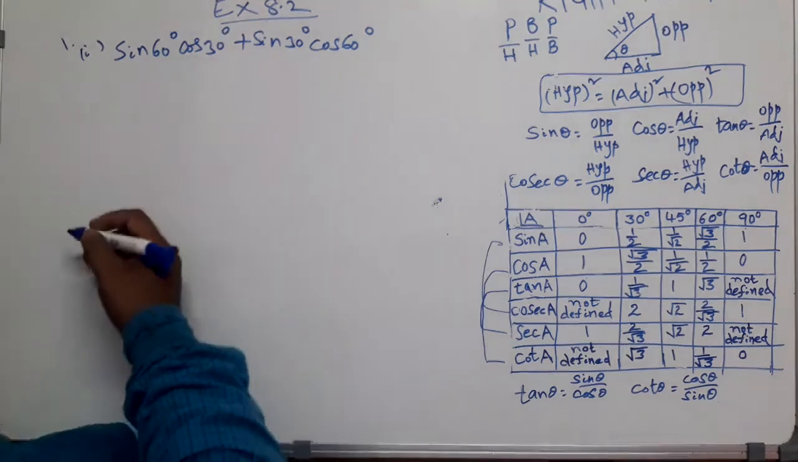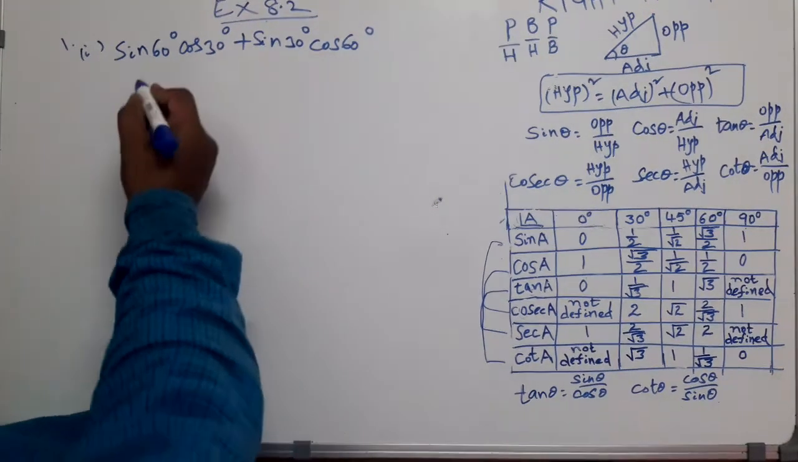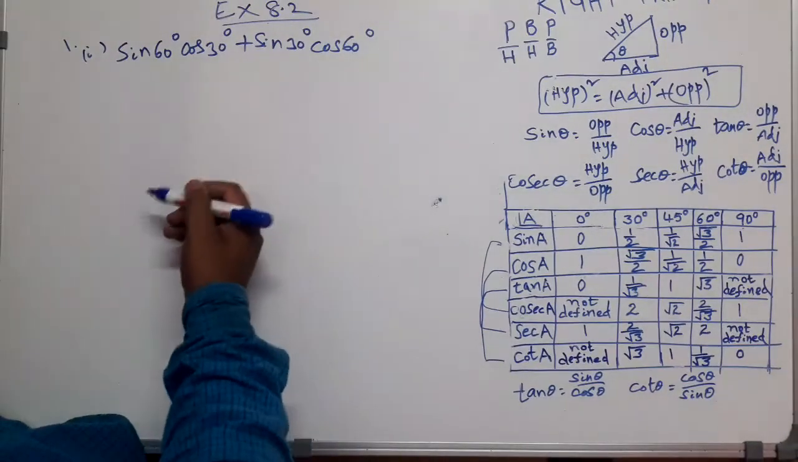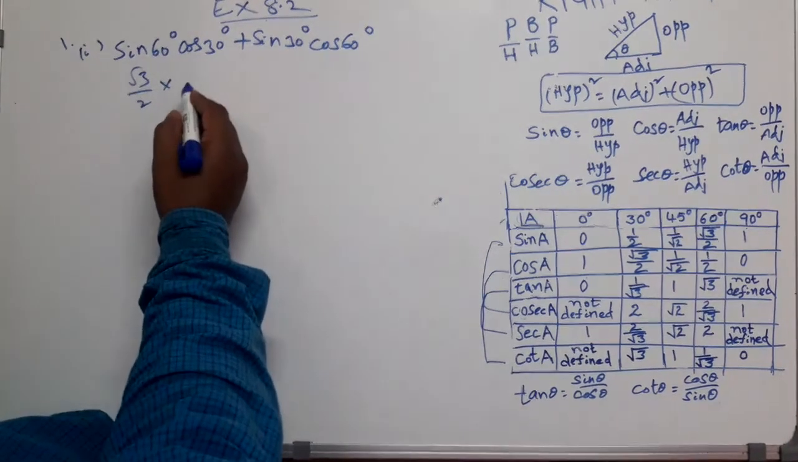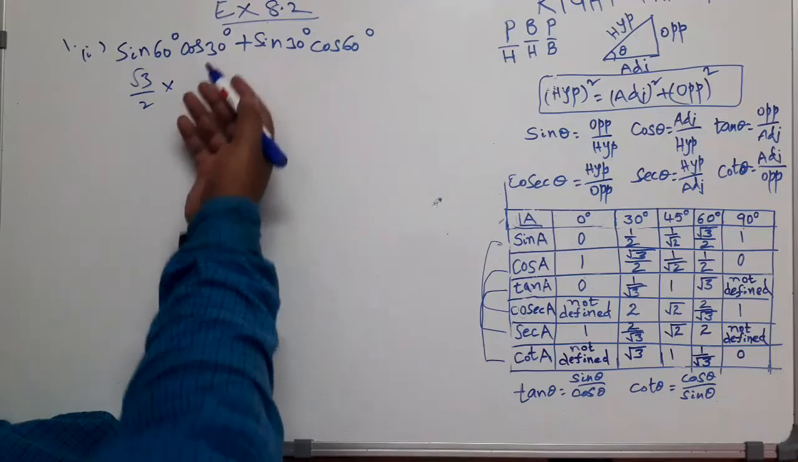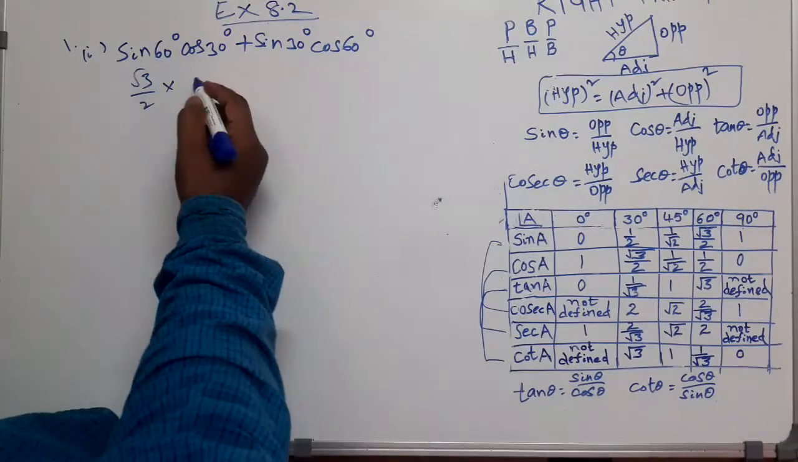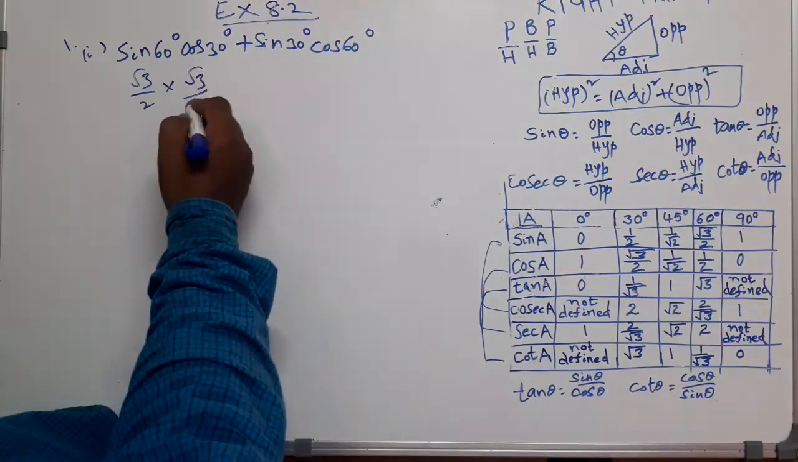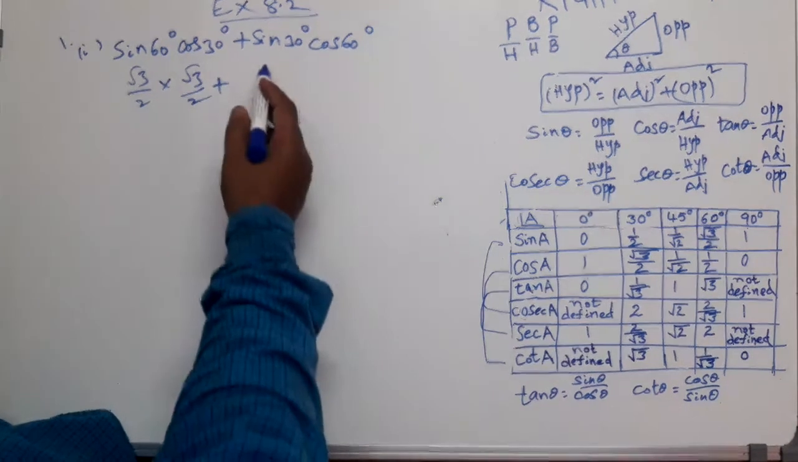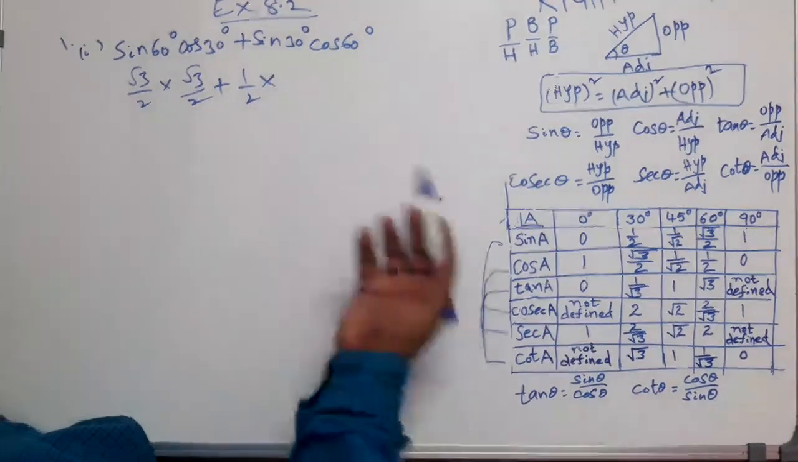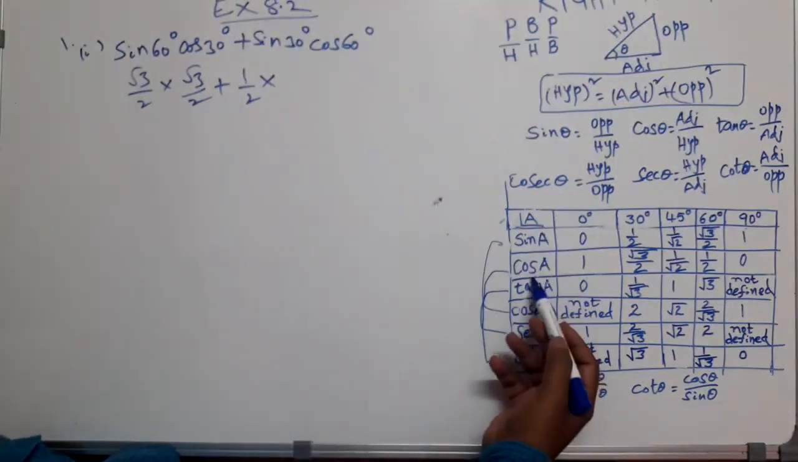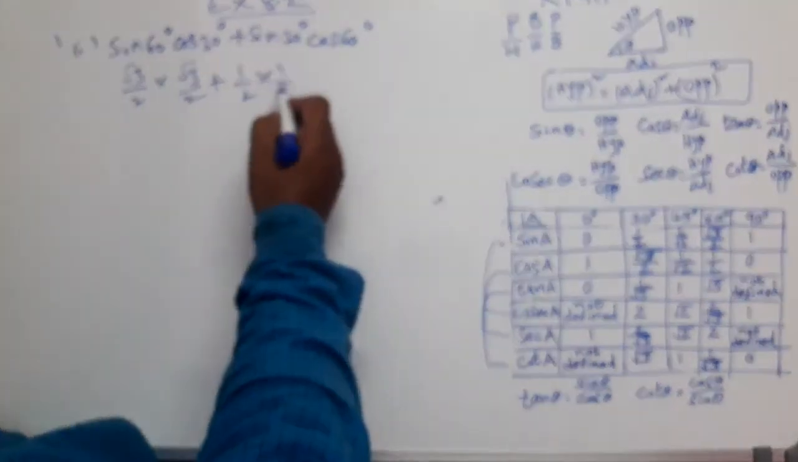See question number 1, first part. Tell me what is sin 60 degrees from table? Yes, root 3 by 2 multiplied by cos 30. How have you remembered? Cos 30 is nothing but sin 60. Sin 60, that is again root 3 by 2. Plus sin 30 degrees 1 by 2 from table, again multiplied by cos 60 degrees is sin 30 degrees. Cos 60 is equal to sin 30. Right? Sin 30. Both are same. Yes. That is 1 by 2.